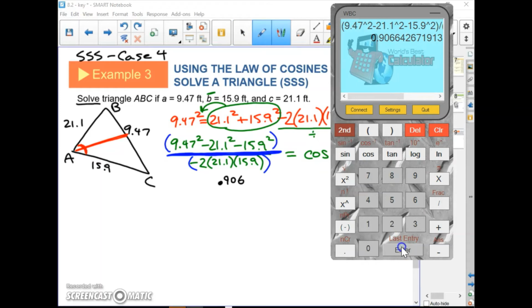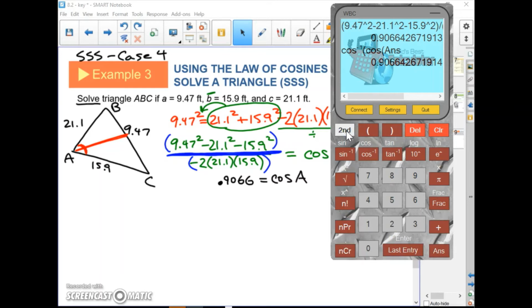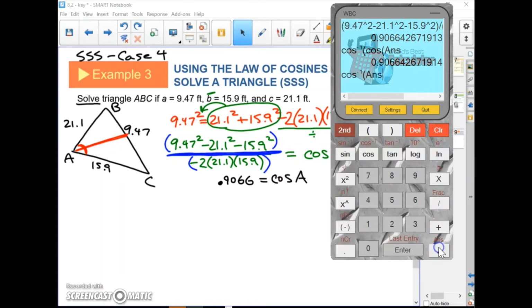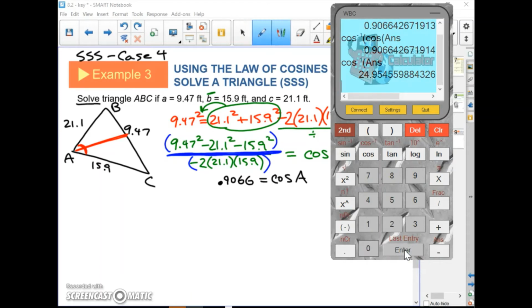That's not the answer because we haven't completely isolated A yet. The next thing I would have to do is what? Inverse cosine of that. Okay? So inverse cosine of that. What? That's not right. Roughly 25? Okay.